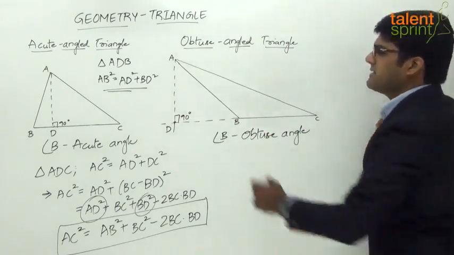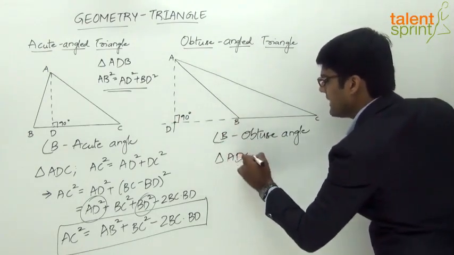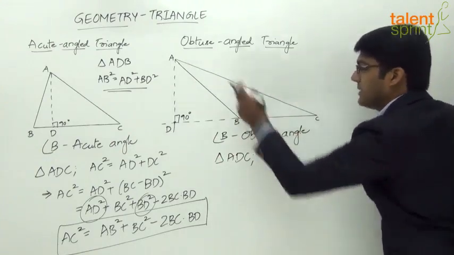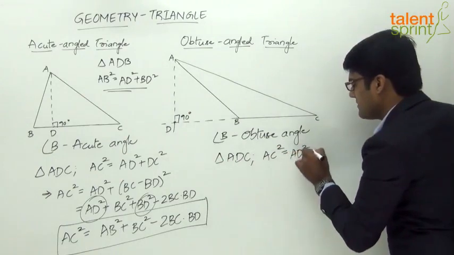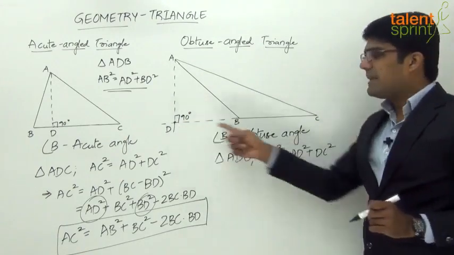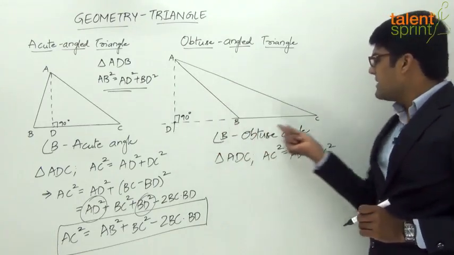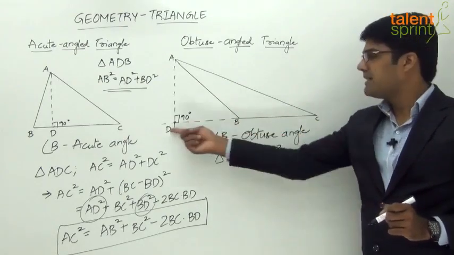Let us apply Pythagoras theorem. If you look at the first triangle, in the triangle ADC, what do we get? AC squared, the hypotenuse square, will be equal to the perpendicular side, that is AD square, plus the base DC square, right? Again, the complete base DC can be expressed as DB plus BC, right? It is DB plus BC.